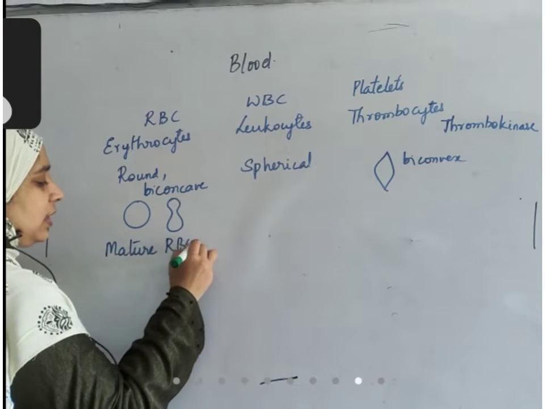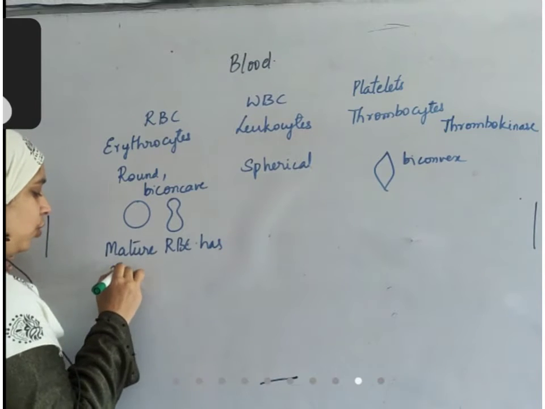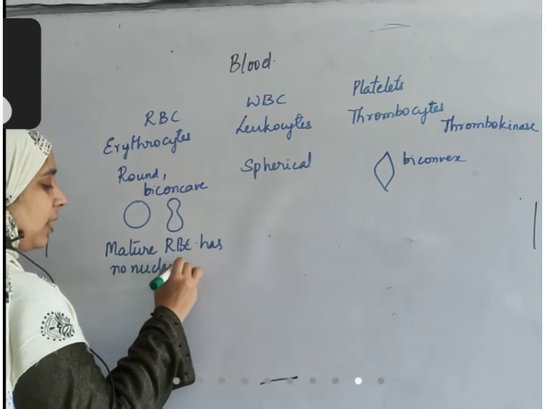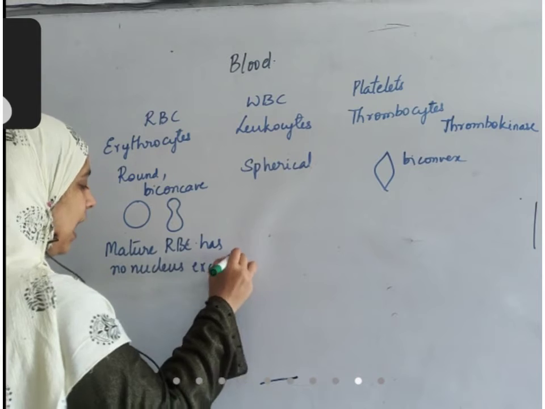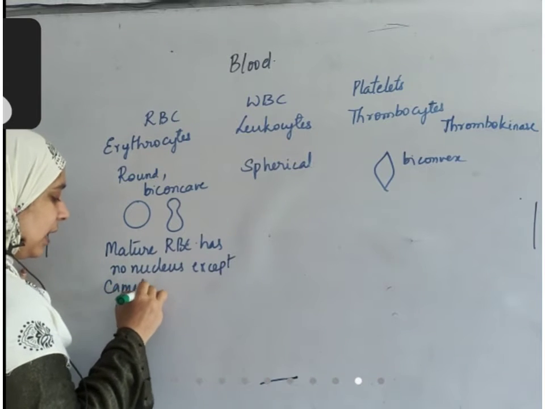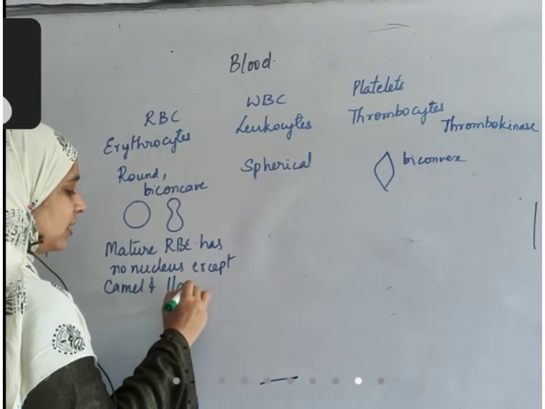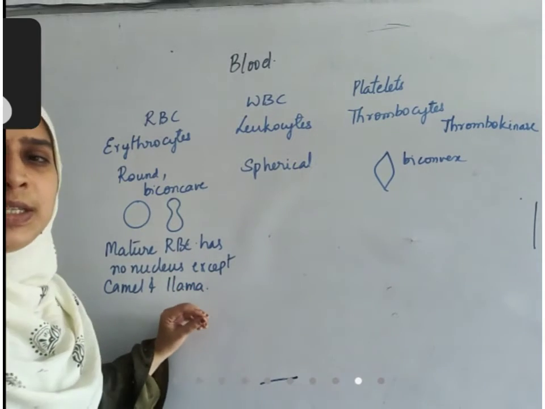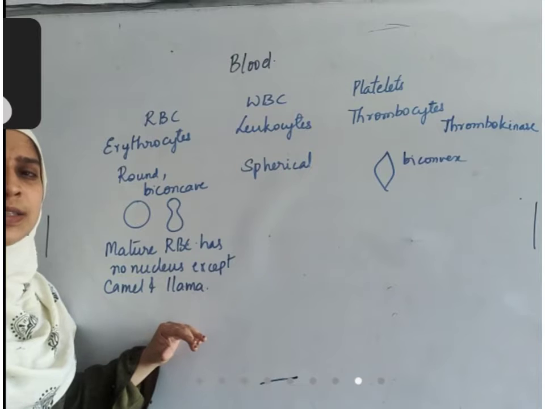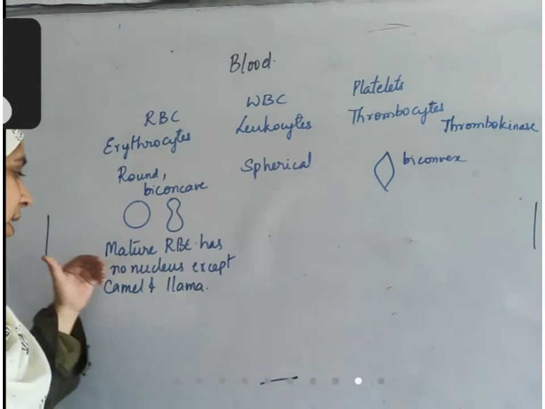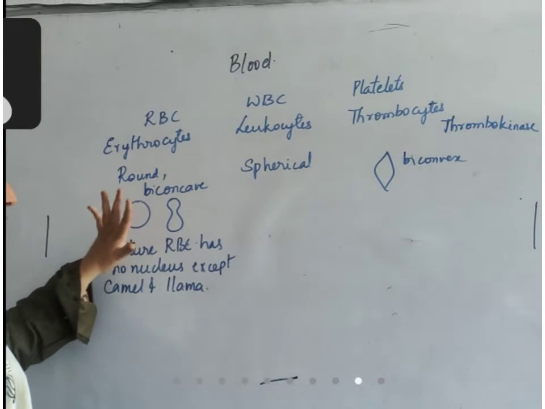What about the nucleus? Mature RBC has no nucleus except in camel and llama. What do you understand from this sentence? Is there a nucleus in the newly formed RBC? Yes, it is there. In a mature RBC no nucleus.